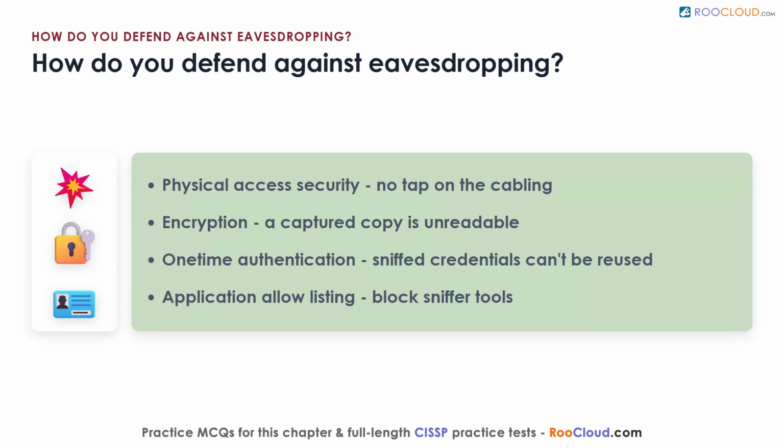Start with physical access security, so unauthorized people cannot reach your cabling and equipment to plant a tap in the first place. For traffic that leaves your network, or to blunt an insider, encryption is your workhorse, wrapping the data so a captured copy is unreadable. One-time authentication methods, like one-time pads or token devices, ensure that even sniffed credentials cannot be reused. An application allow listing helps prevent unapproved tools like sniffers from ever running. Think of it as locking the room, sealing the envelopes, and using passwords that expire the instant they are spoken.